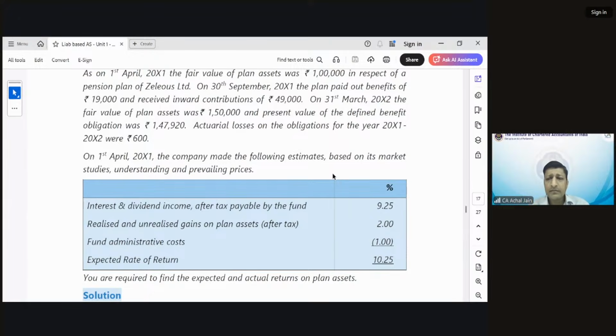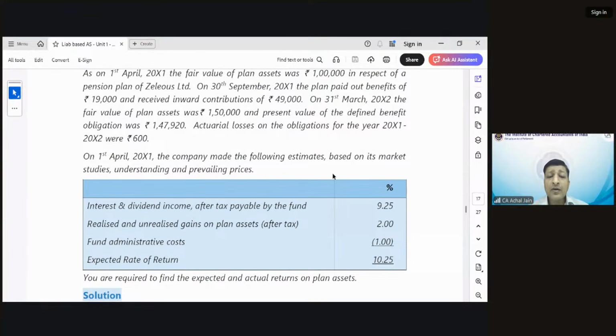Fund administrative costs, because it's a cost, that's why they've kept it negative, because the other two are sort of gains. So net, what is the expectation? What is the estimation? Estimation is that there will be a return of 10.25%. How do you get it? 9.25 plus 2, 11%. From 11 you reduce 1, so 10.25%. So this is what the company has estimated.